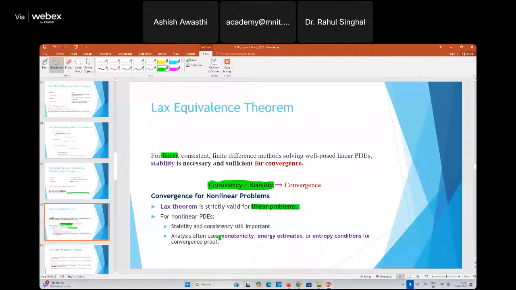So you can use monotonicity of the solution, energy estimates, entropy conditions. Or you can use error estimates, that is, error estimates in an energy sense. Through that you can establish the convergence. The energy estimate means the error estimate in an energy sense, in L2 norms or Lp norms, depending on which energy.